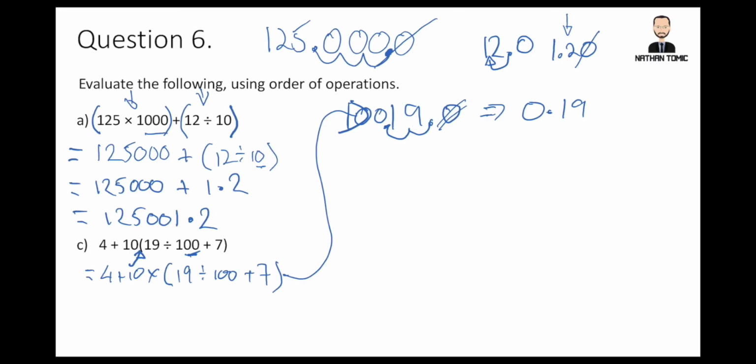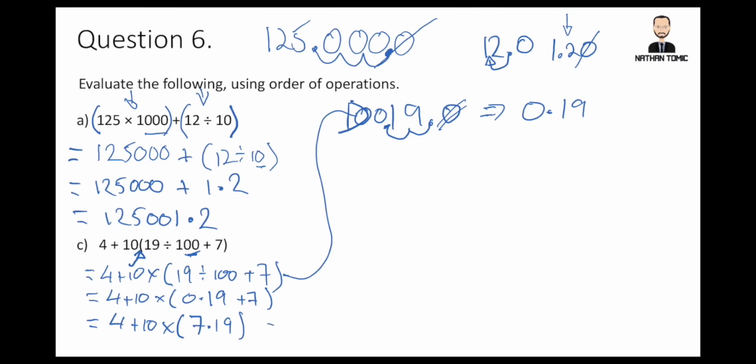So 0.19. So this equation is now 4 plus 10 multiplied by bracket, the 19 divided by 100 I've said is 0.19, plus the 7 still. Because this is in brackets, I still have to do the 0.19 plus 7. So now it's equal to 4 plus 10 multiplied by 0.19 plus 7, which is pretty obvious. It's 7.19. I can leave the brackets out if I want to.